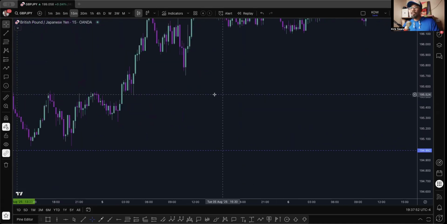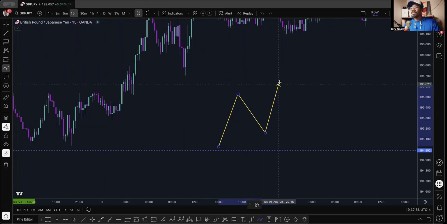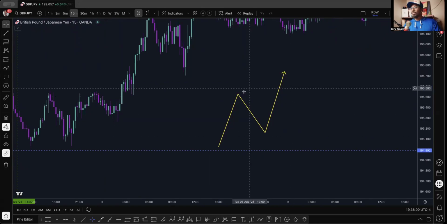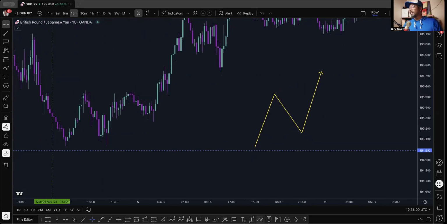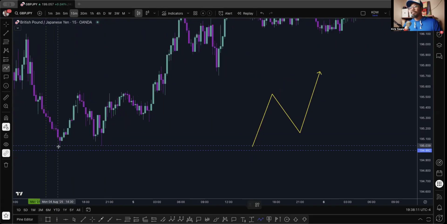So, first thing that we're going to do: on your paper, you drew the pattern impulse, pullback, continuation. Let's see if we can find this on this chart. This is very Dora moment. If you guys have never seen Dora the Explorer, then this is that moment for you right now. So here we go. We're going to start from here. Impulse, correction, continuation.